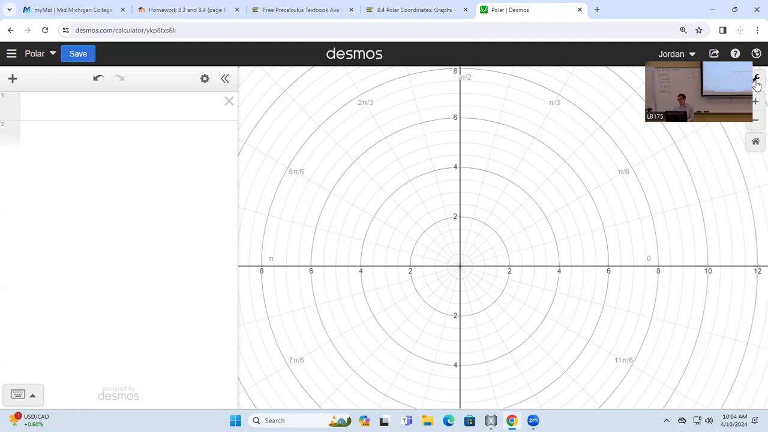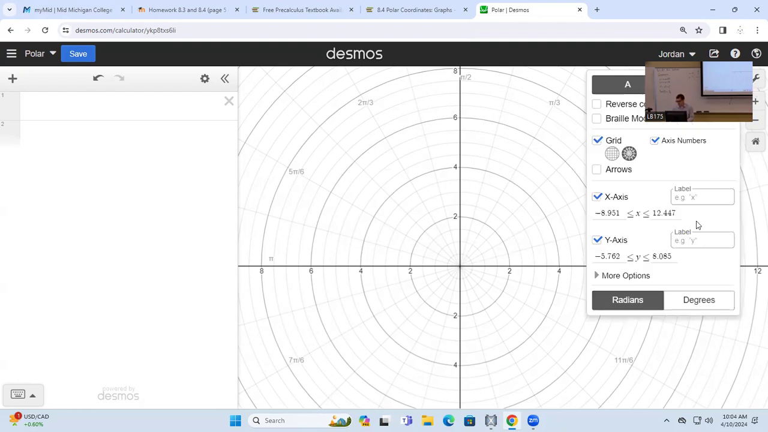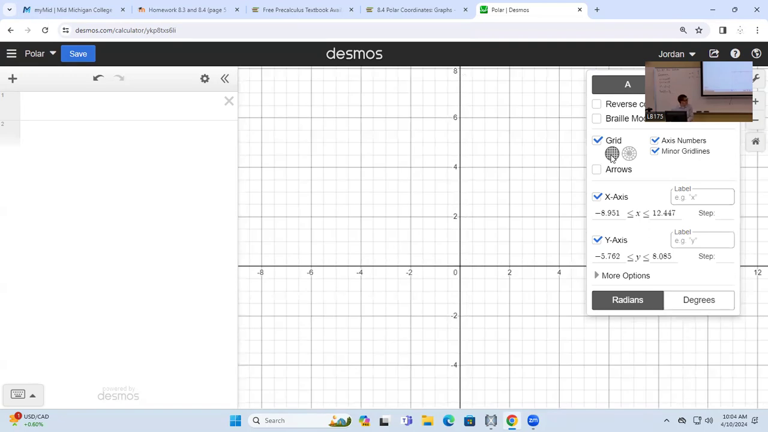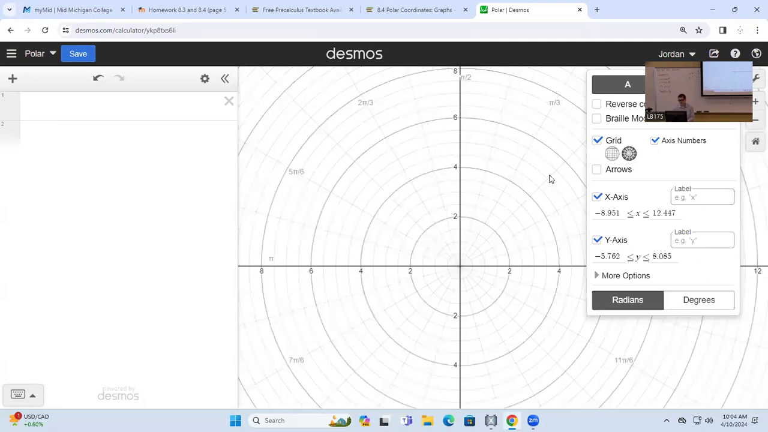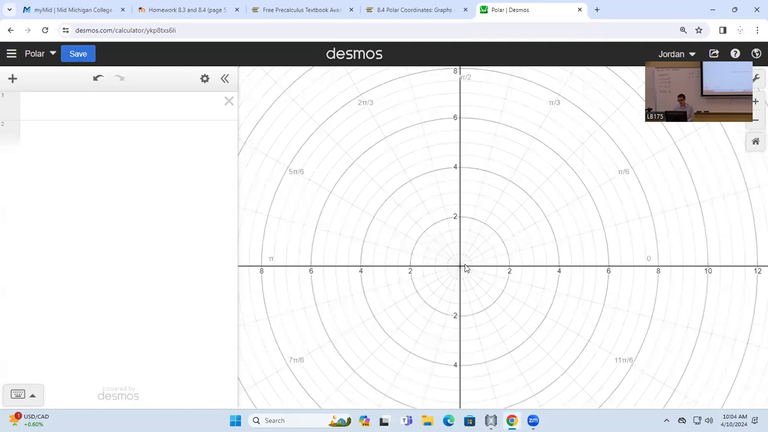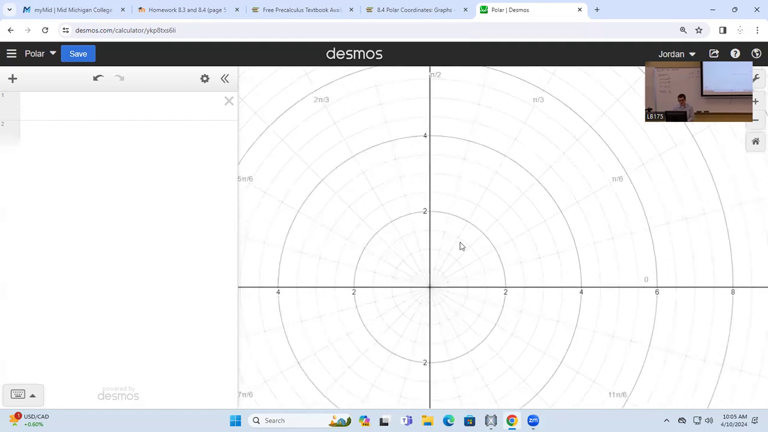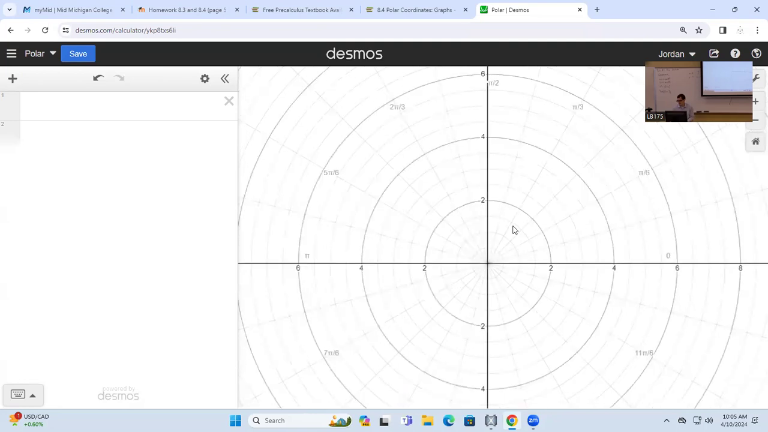So if you graph on a polar grid, or a rectangular grid, it looks like vertical and horizontal lines. If you graph on a polar grid, it looks like lines through the origin and concentric circles. That makes sense?